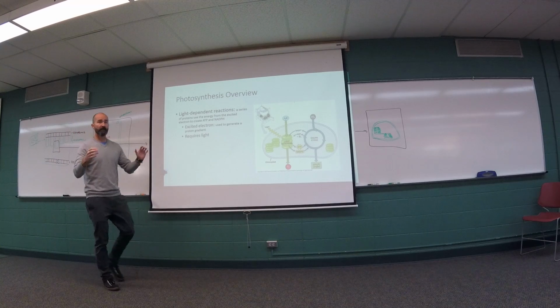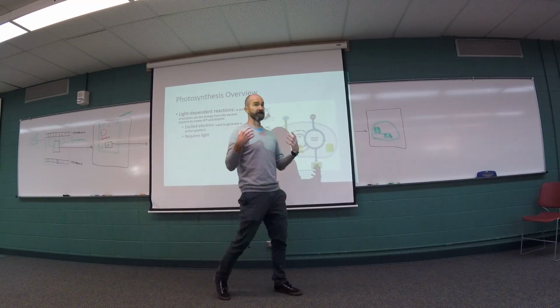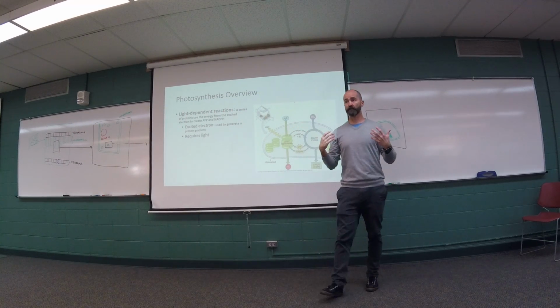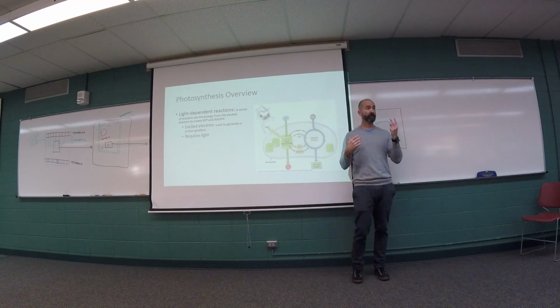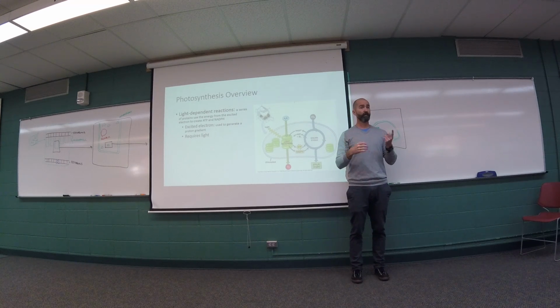Now, eventually what's going to happen is that electron is going to fuel the production of two important molecules. One is called ATP, we talked about a little bit last time, and one is called NADPH. And NADPH is an important molecule because it is an electron carrier, or an electron shuttle. You can think of it like an Uber for electrons. It just picks electrons up in one spot and drops them off in another spot.